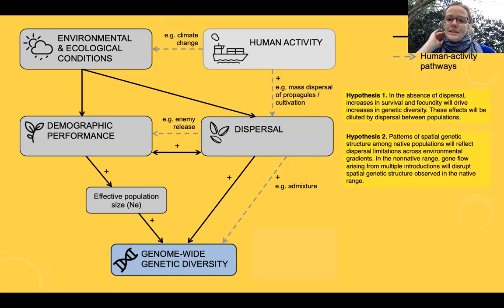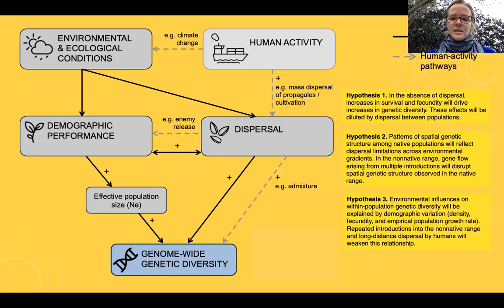The second hypothesis was that patterns of spatial genetic structure among native populations will reflect dispersal limitations across environmental gradients. And then we expected that in the non-native range, gene flow arising from multiple introductions will disrupt the spatial genetic structure observed in the native range. So that's where we're seeing that human activity pathway come in.